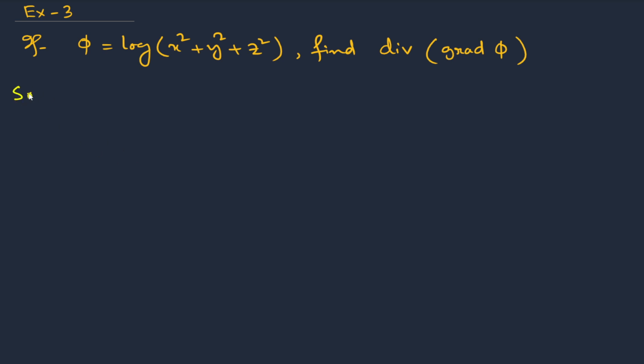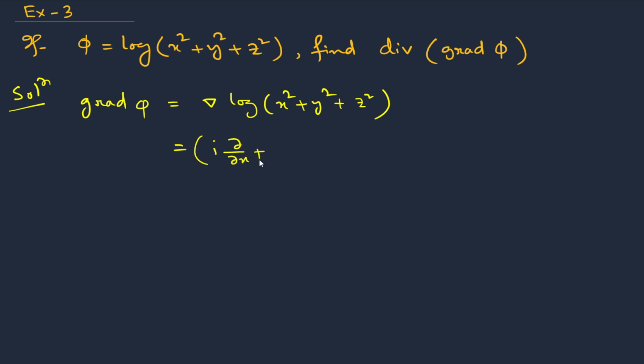Now let us take another problem. Phi is equal to log of x square plus y square plus z square. We have to find divergence of gradient phi. So before finding divergence of gradient phi, we need to find grad phi. So gradient is what? Nabla phi. Phi is log of x square plus y square plus z square. So nabla is i ∂/∂x plus j ∂/∂y plus k ∂/∂z. Then what is phi? Phi is log of x square plus y square plus z square.